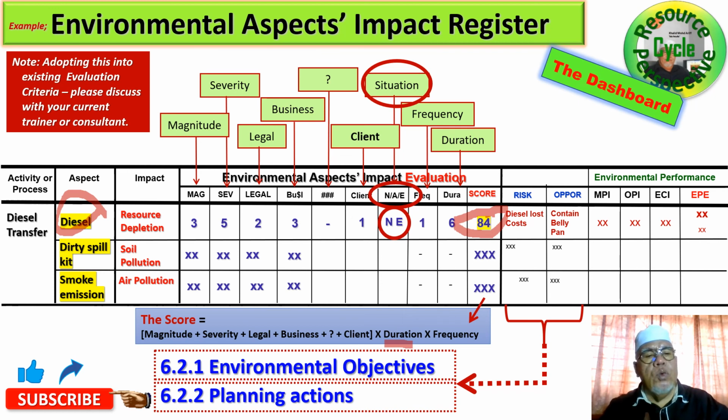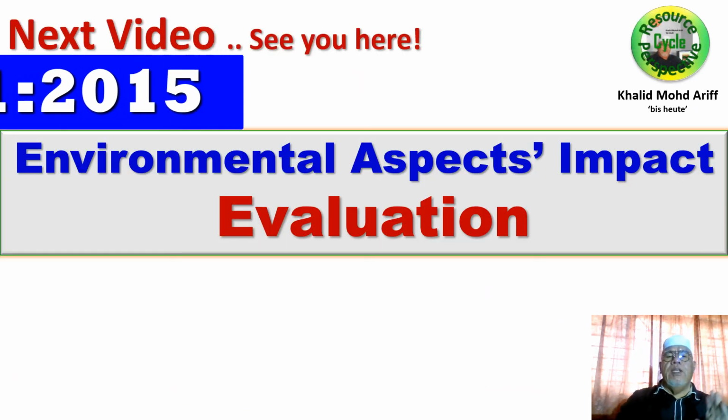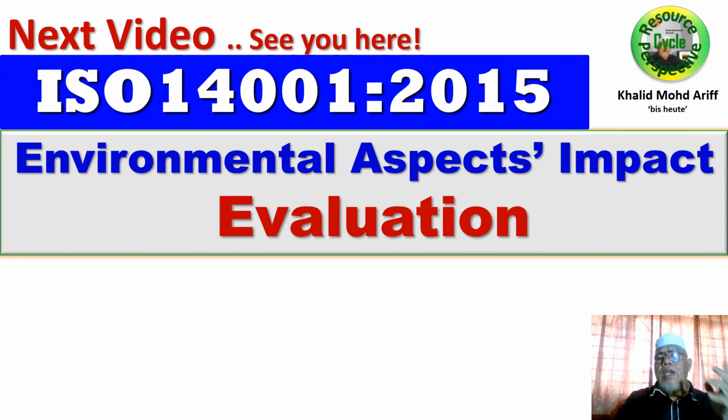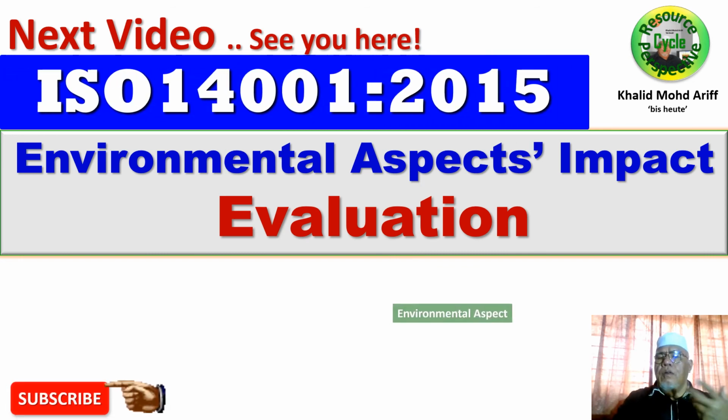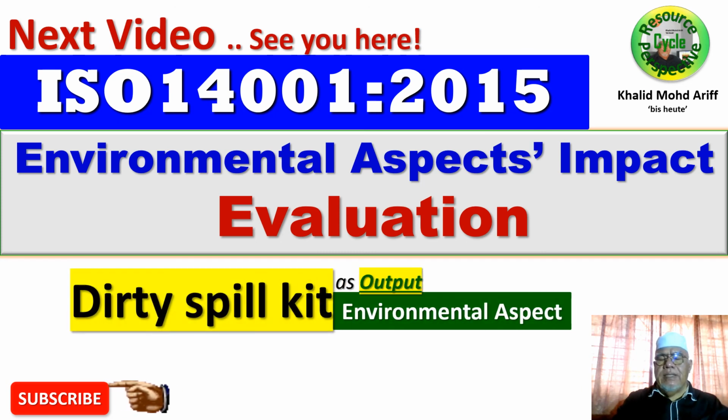Probably in the next video we do dirty spill kit. We start to do evaluation for dirty or contaminated spill kit, and look at how that fares in our aspect impact evaluation. Okay, so that is for diesel. For the next video, we are going to look at the evaluation of another environmental aspect from this process, dirty spill kit, so that you are able to have a comparison when we get the result eventually.